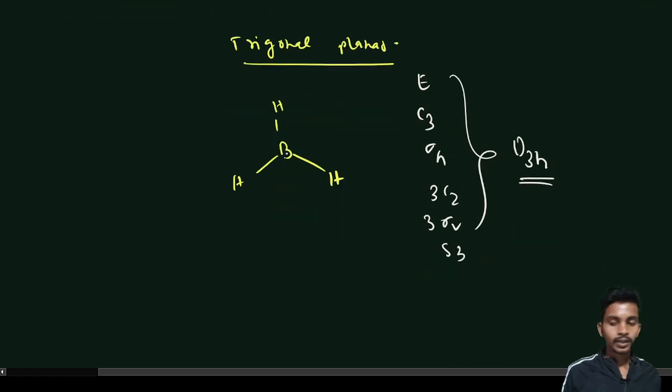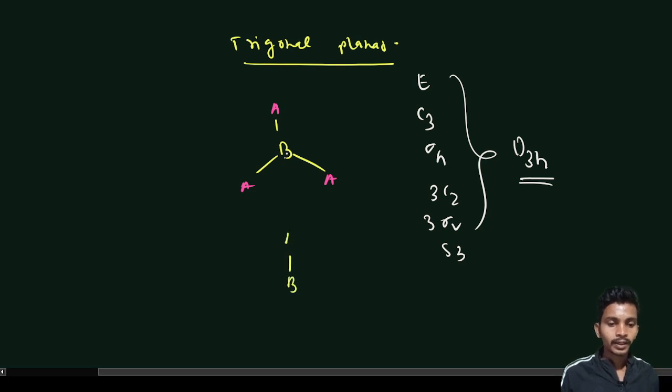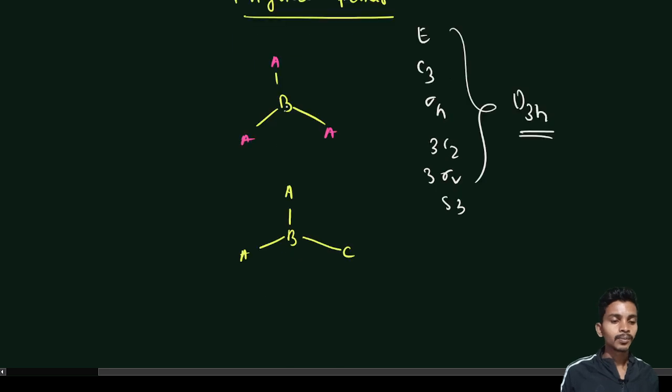Now what if I replace the atoms? Let us discuss, suppose this is A and A, then this is also D3h point group. Now what I will do: here I will write A, here A, and here I will put C. Then what will be the point group?